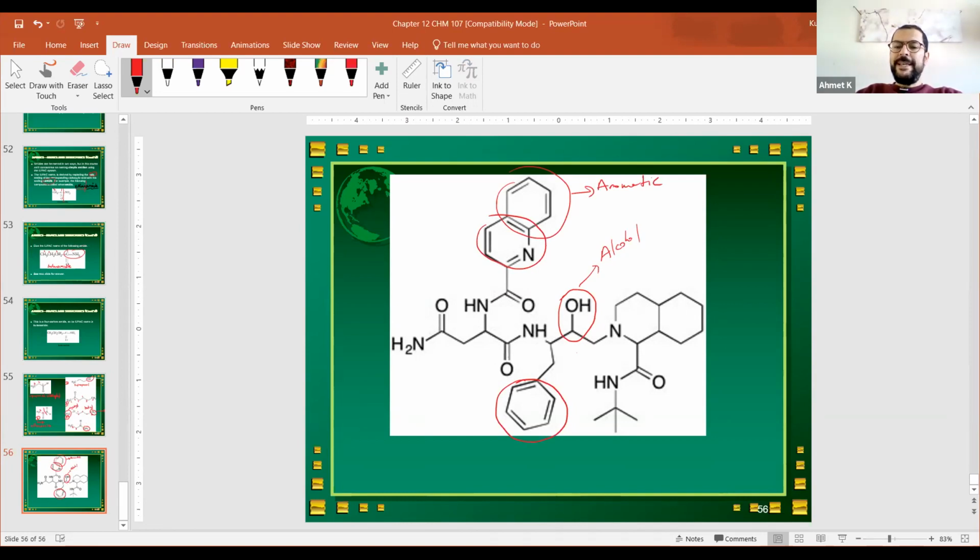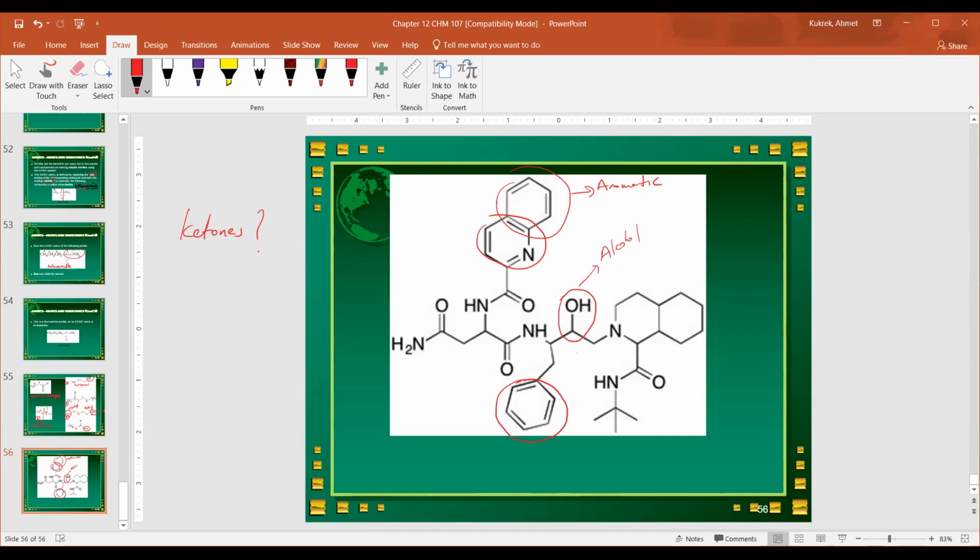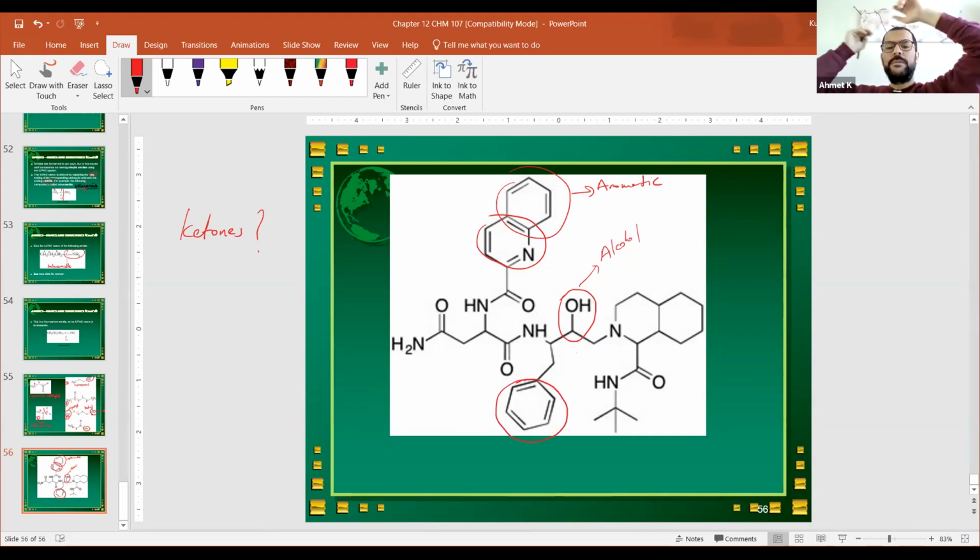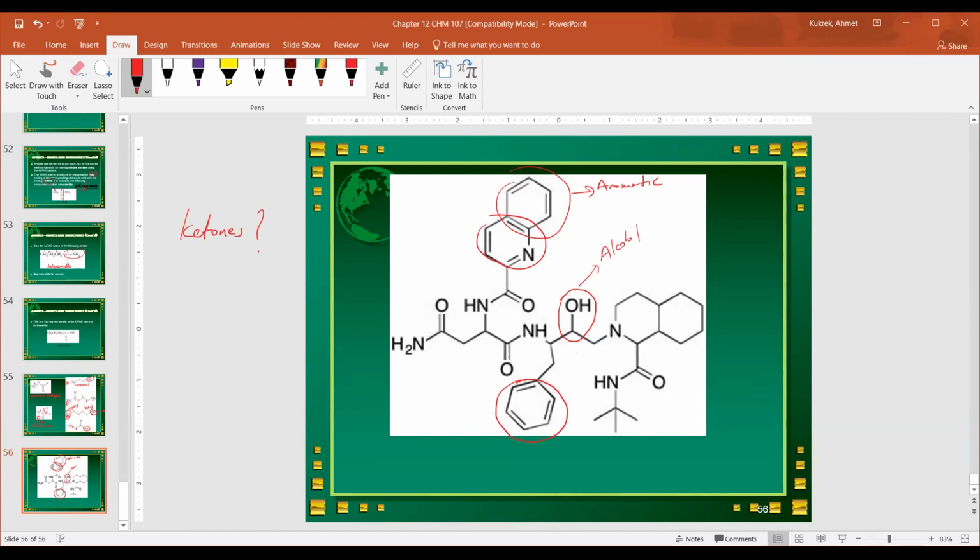Okay. So do you see any ketone here? This is kind of like a puzzle, right? You know those puzzles where you find the hidden object. I don't see any ketones. Do you see any ketones? Nope. Everybody agree? Do you see any ketones and any aldehydes?